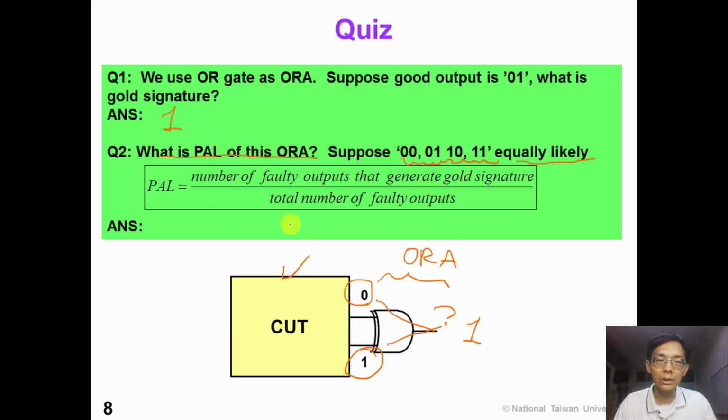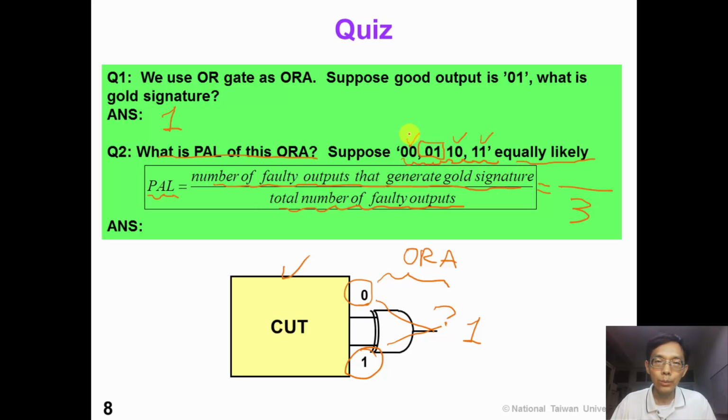For the second question, the equation of PAL is equal to this. In the denominator, we have the total number of faulty outputs, that is 3, including 00, 1011. These 3 are faulty outputs. Only 1 is the correct output. In the numerator, the number of faulty outputs that generate the gold signature.